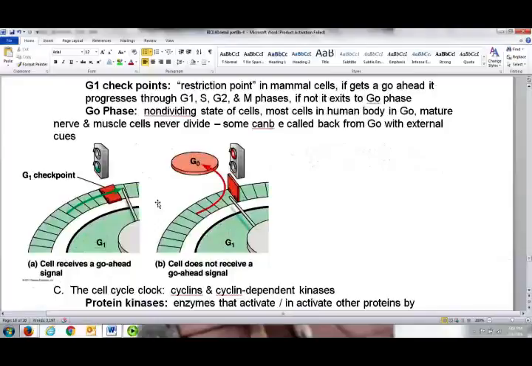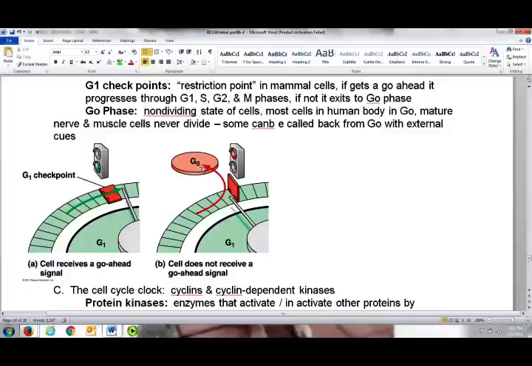So when we look at the cell cycle here, we have a G1 checkpoint. This is a restriction point in most mammal cells. If you get a go-ahead to progress through G1, you're usually going to go ahead and progress through G1, S phase, G2, and M phases. If not, here is where you would take a detour and go into the G0 phase.